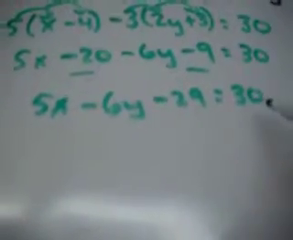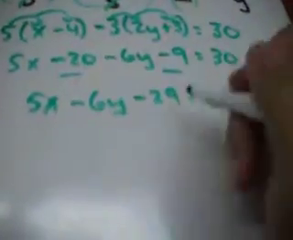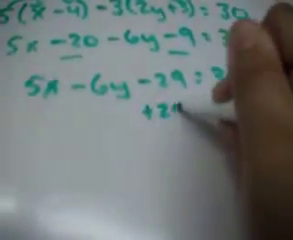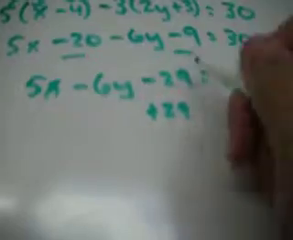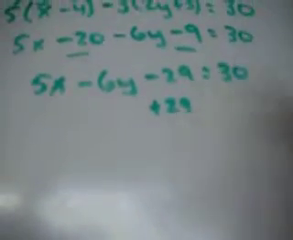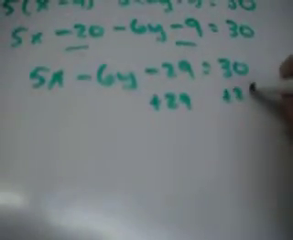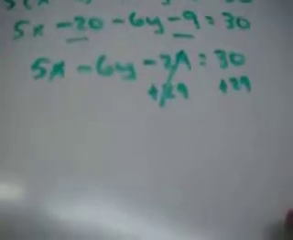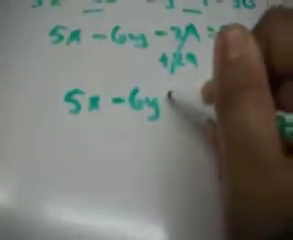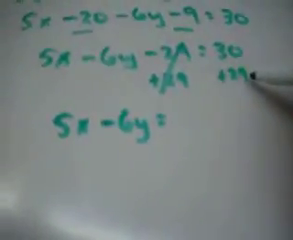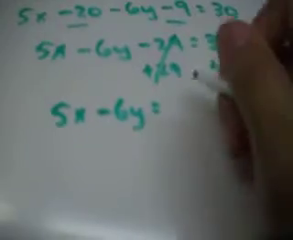So now I'm going to move first my numbers. I'm going to move this one over to this side here. So I'm going to go plus 29 because I want to get rid of this negative 29. So adding 29 will cancel it out. Then plus 29 on this side. So that's gone. So I'm left with 5x minus 6y. 30 plus 29, that's 59.